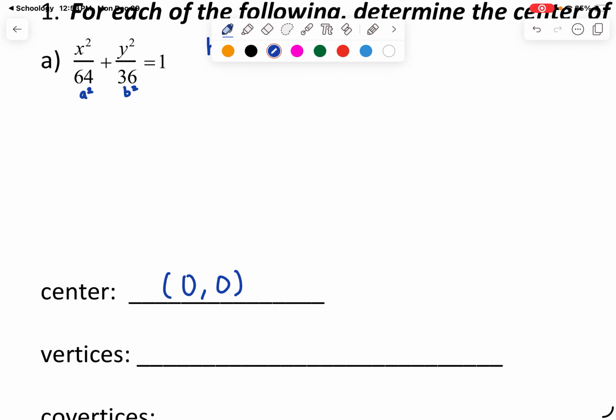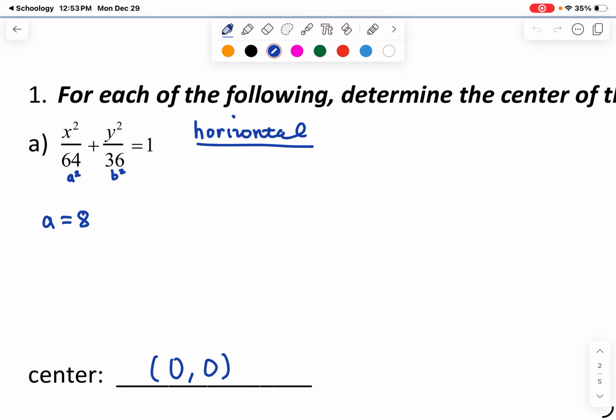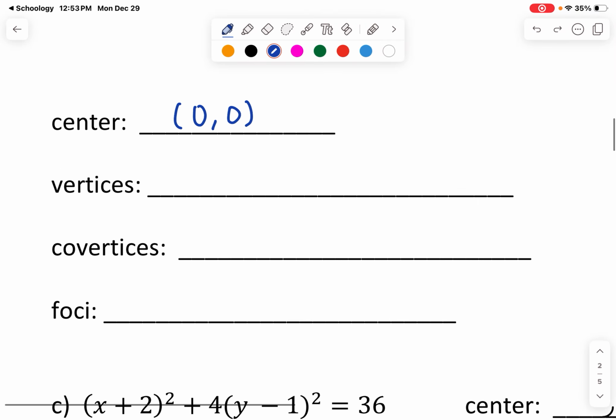All right, our vertices are A units from our center, so we need to know what A is. A is the square root of 64, which is 8. So that means since this is horizontal, we are going to go right 8 and left 8. So right 8 from 0, 0 is 8, 0. Left 8 from 0, 0 is negative 8, 0, which you could write plus or minus 8, comma 0.